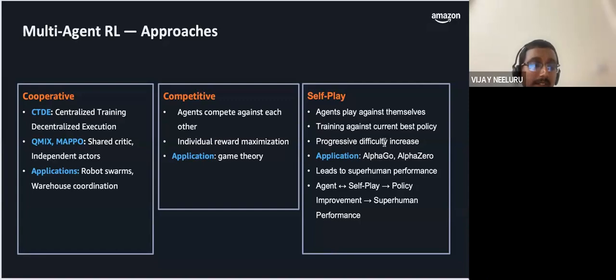The agent generates its own training data through self-play, which drives policy improvement, which makes the self-play harder, which drives more improvement. It is a virtuous cycle that can continue to superhuman level.